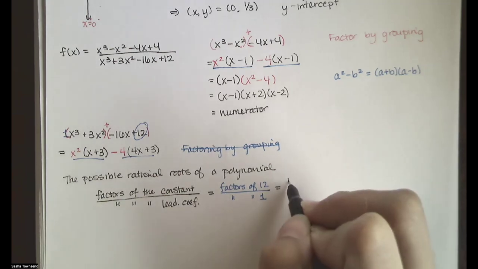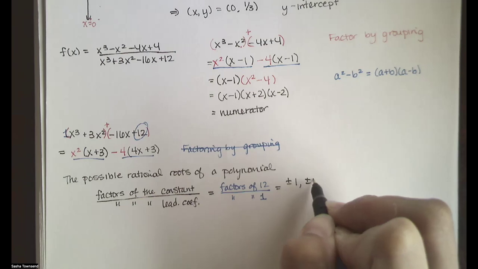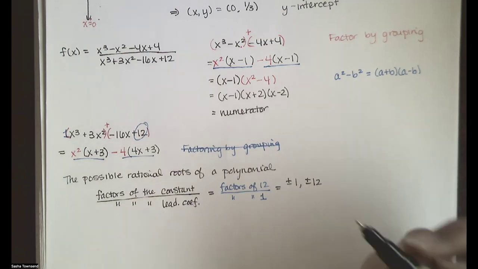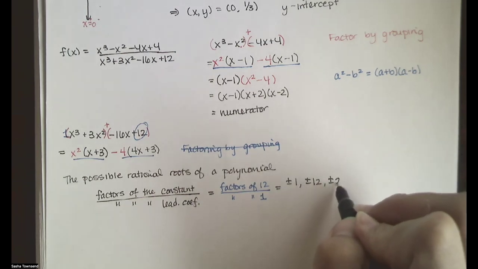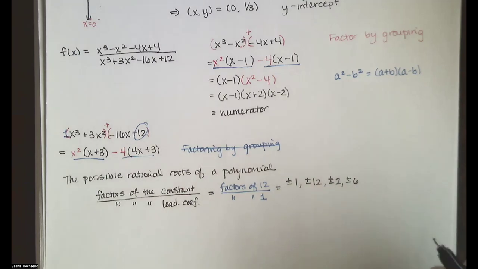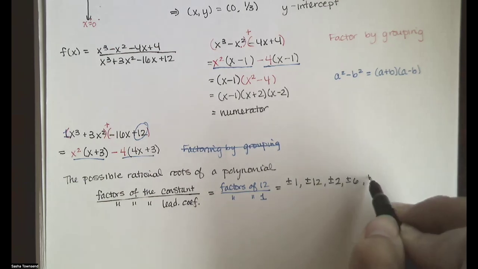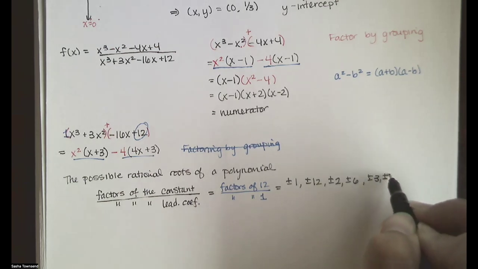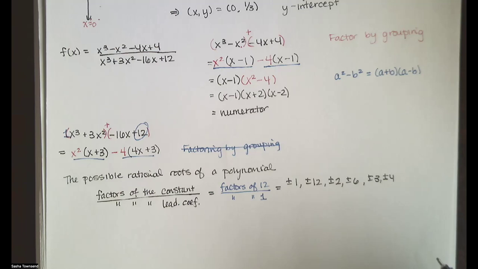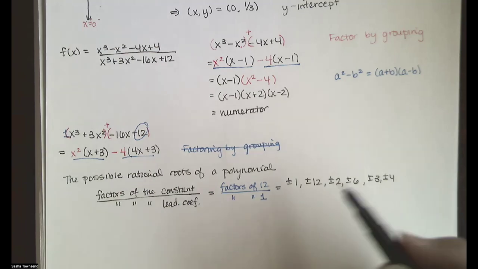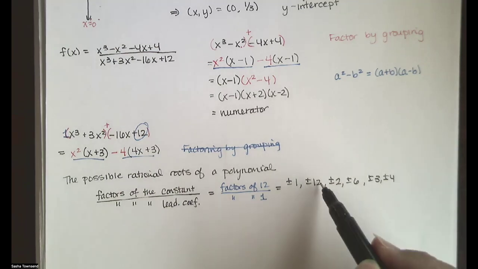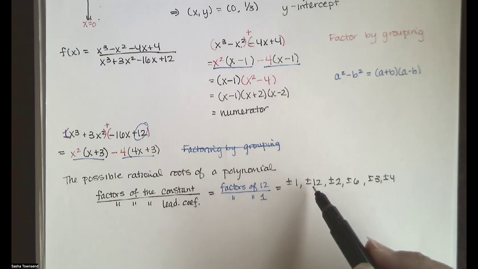Factors of 12 include plus and minus 1 and plus and minus 12, because 1 times 12 is 12, of course. Then we've got plus and minus 2 and plus and minus 6, because 2 times 6 is 12. Plus and minus 3, plus and minus 4, because 3 times 4 is 12. And I'm using plus and minus because you can do 1 times 12 or negative 1 times negative 12, and so on.